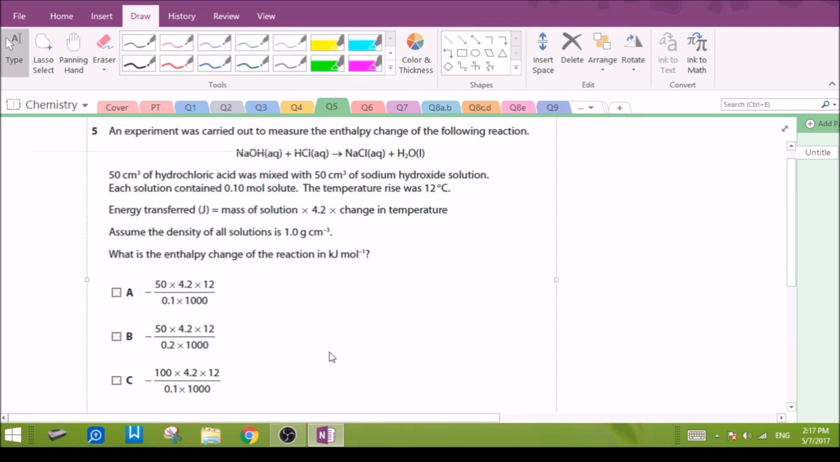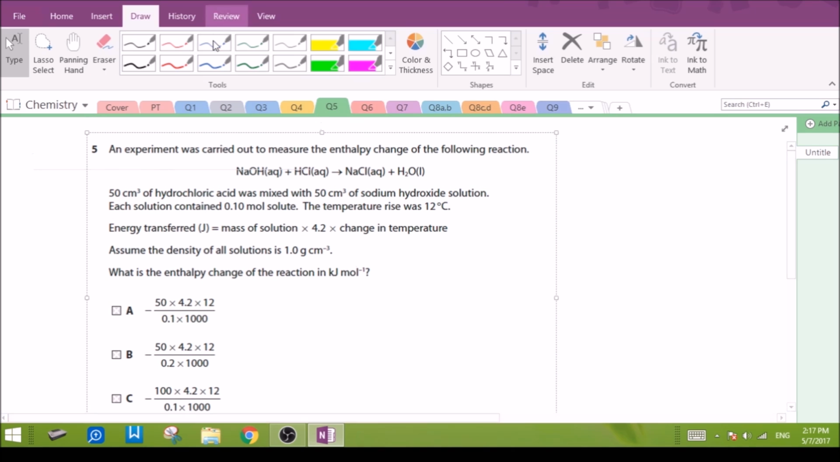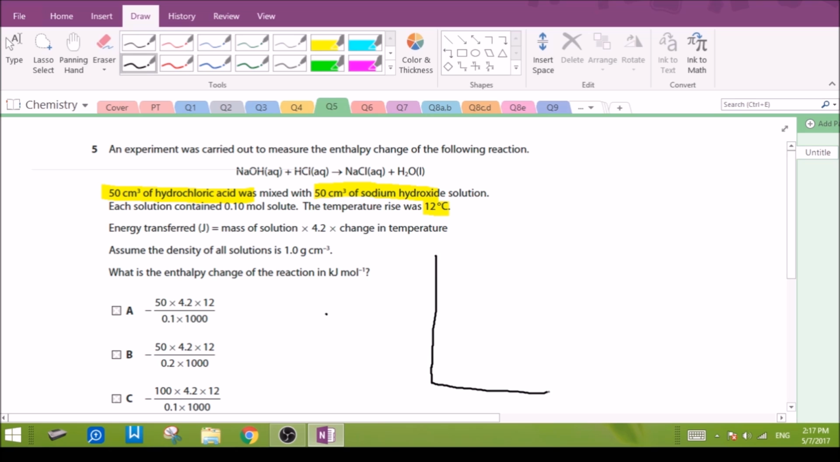Number 5, we are mixing an acid, hydrochloric acid, with alkali, sodium hydroxide, and we are measuring the change in the temperature. So what we have in the solution will be 50 cubic centimeter of the acid and 50 cubic centimeter of the alkali.